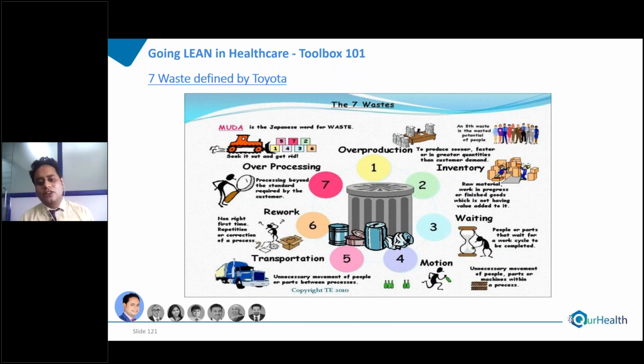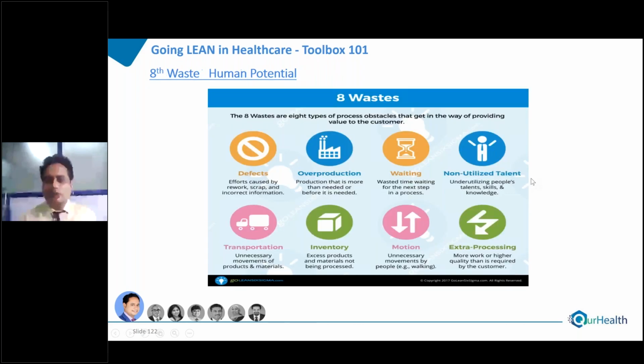Then the seventh kind of waste is over processing. Anything which we over process. We ask the patient to fill n number of forms because the NABH assessor has given an NC. So a new form gets added and we do not know the purpose of it. So that is all over processing waste in a hospital scenario.